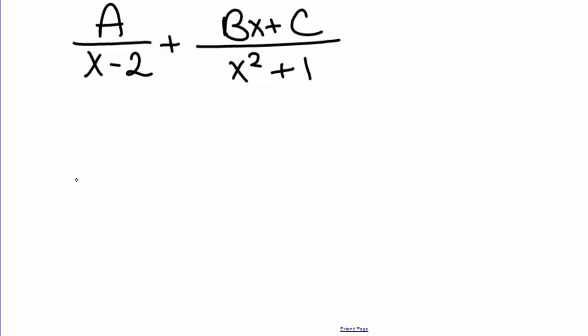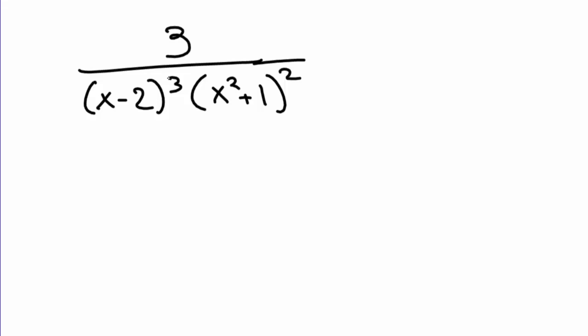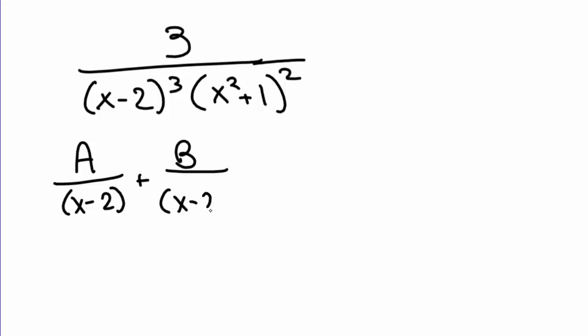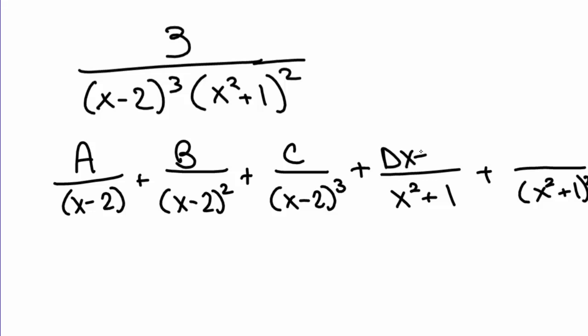So another example, if we looked at something like 3 over x minus 2 cubed, x squared plus 1 squared. This is repeated irreducible quadratics. We know what to do with the x minus 2 cubed. We get a over x minus 2 plus b over x minus 2 squared plus c over x minus 2 cubed. Plus, now with the irreducible quadratics, we're still going to repeat that so that we have 1 for each power. But now on top, we have to put linear expressions. So dx plus e and fx plus g.